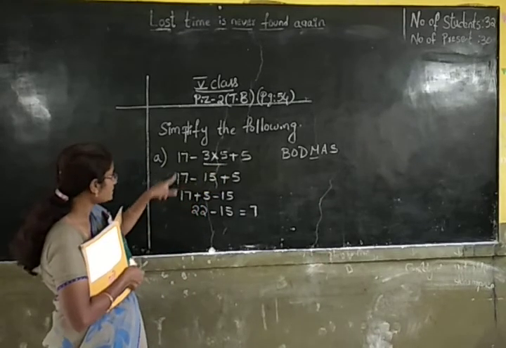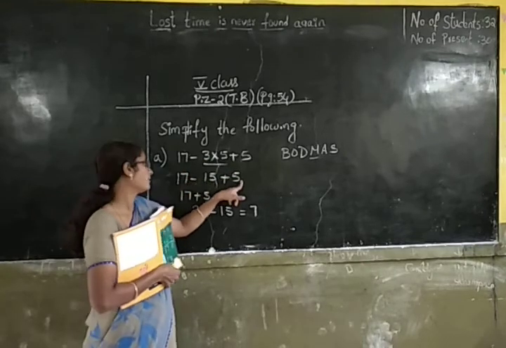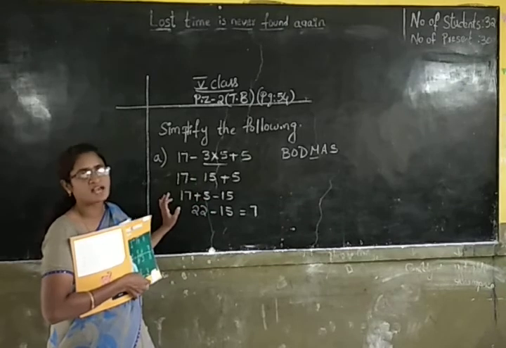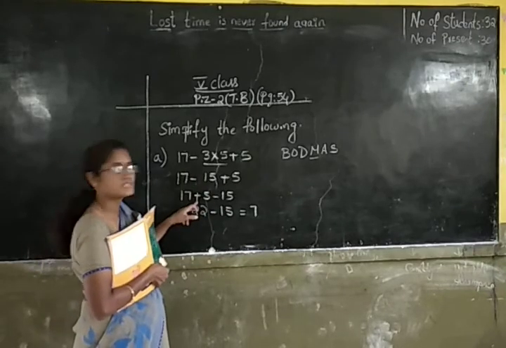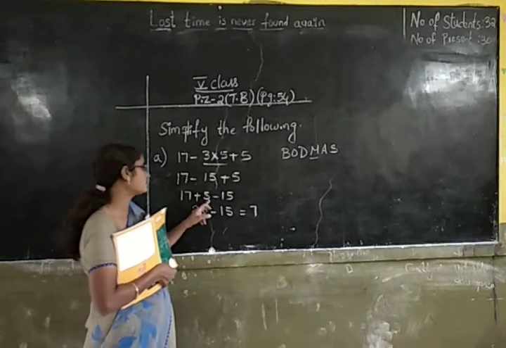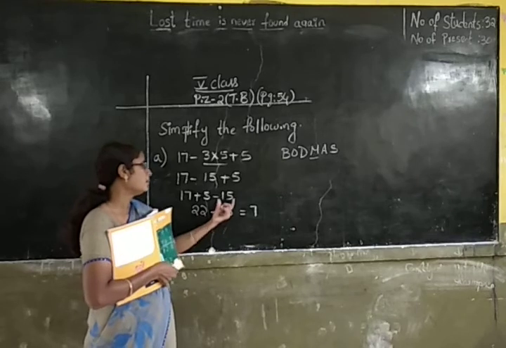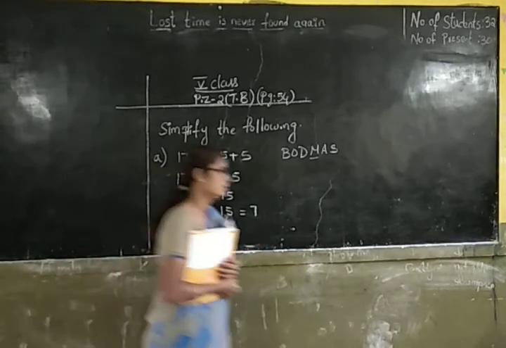So 17 minus 3 5s are 15 plus 5. So after doing the multiplication, I have rearranged the numbers having addition symbol. 17 and 5 is having the addition symbol. So I have written 17 plus 5 minus 15. 17 plus 5 is 22 minus 15. So 22 minus 15 is 7. Okay children.